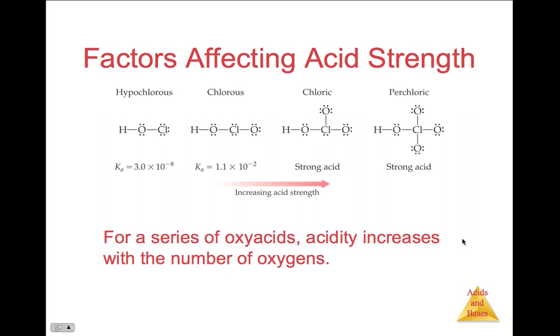Secondly, for a series of oxyacids, acidity increases with the number of oxygens. So the more oxygens that you wrap around the central atom, the more acidic the oxyacid becomes. And you can see HOCl versus HOClO versus HClO3 and HClO4. They become increasingly higher values of Ka as you add more oxygens around the chlorine.